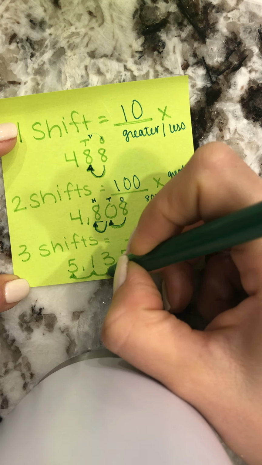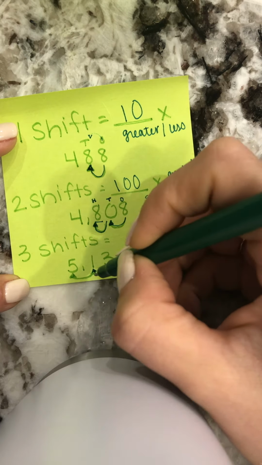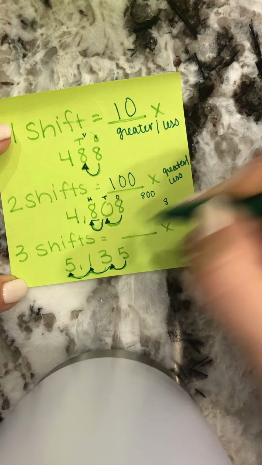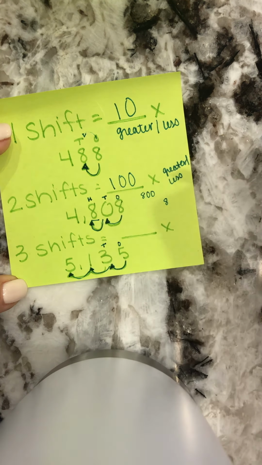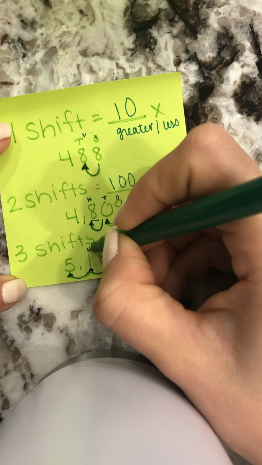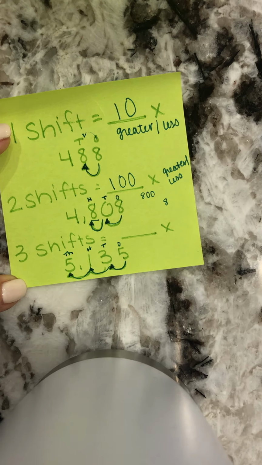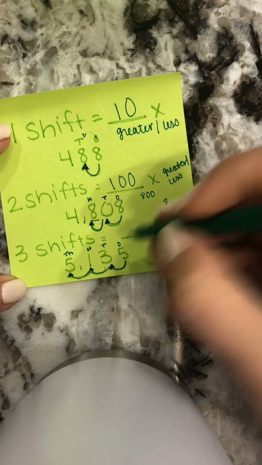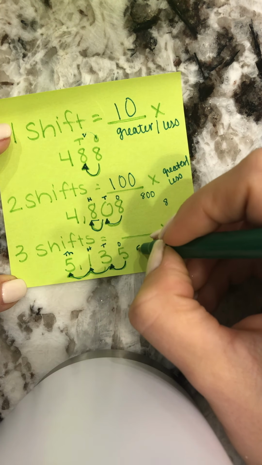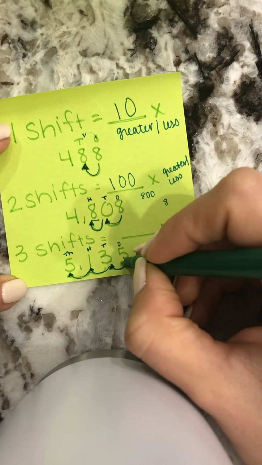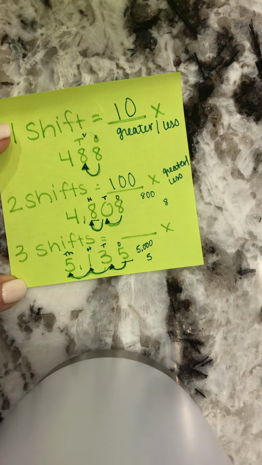1, 2, 3. I go from 1s to 10s. That's 1. 10s to 100s. That's 2. 100s to 1000s. That's 3. 3 shifts. Let's think about 5,000 compared to 5.